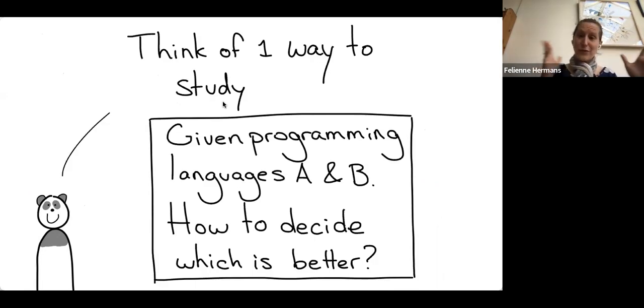Given that I have two programming languages, A and B, and you may also, of course, think of this as Rust version 1 and Rust version 2. So it doesn't necessarily have to be two entirely different programming languages. It can also be versions of one programming language. What would be a way to study which version is better? Just type your answers in the chat.